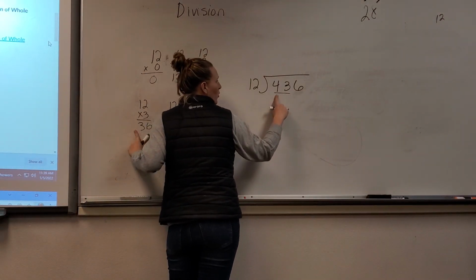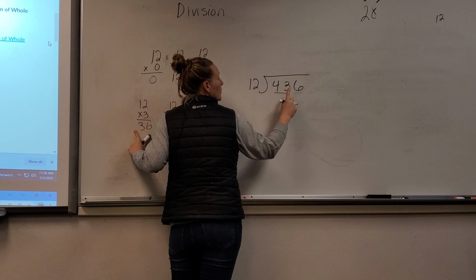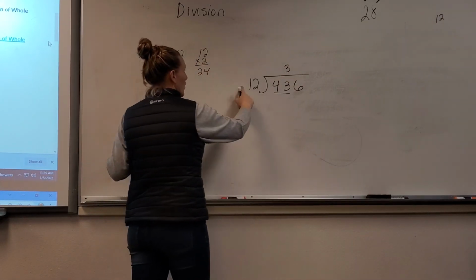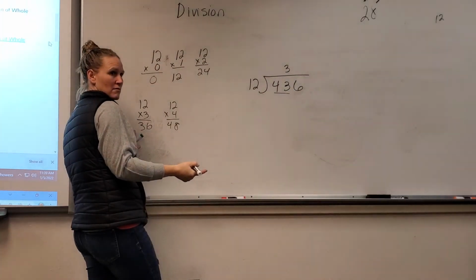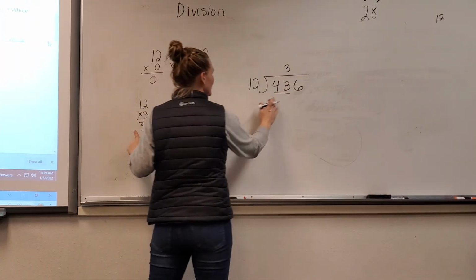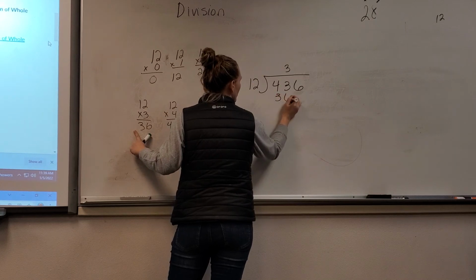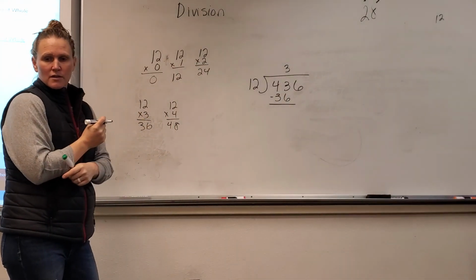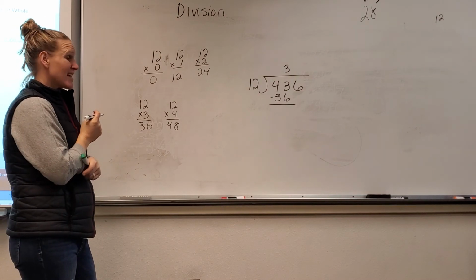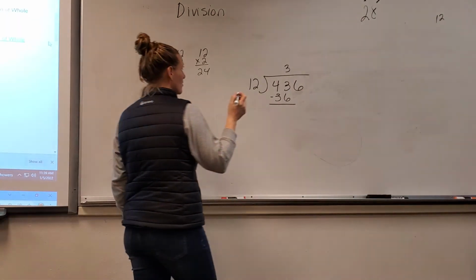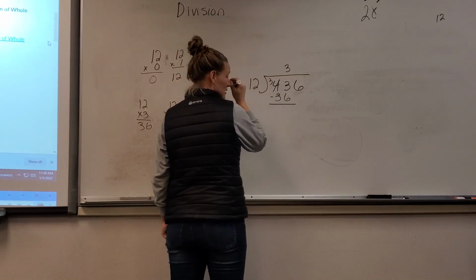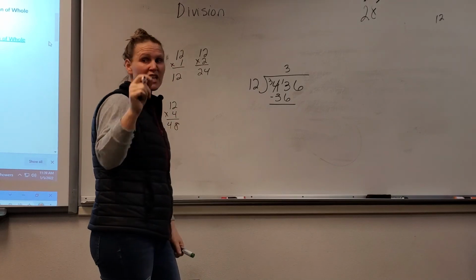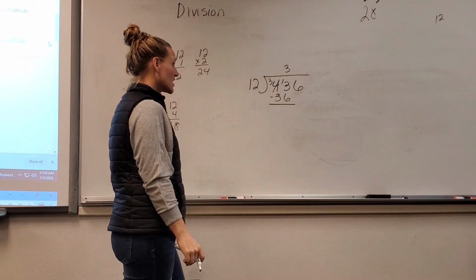Am I going to put it over the 4? No. I'm going to put it over the 3. Good. I've already done my math, so I know that 12 times 3 is 36. Perfect. So that 36 goes right below the 43. I subtract. Now I know I can't take 6 away from 3. I'm going to have to borrow, because 6 is too big, so I'm borrowing one, which makes it 13. So 13 subtract 6.